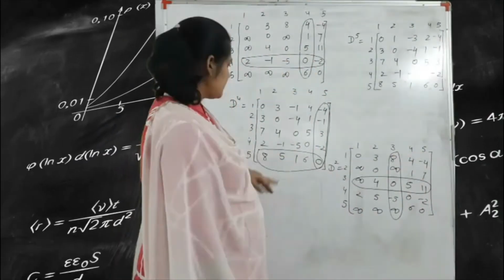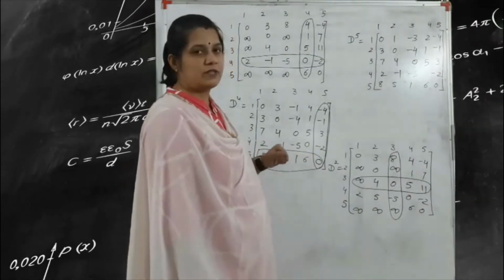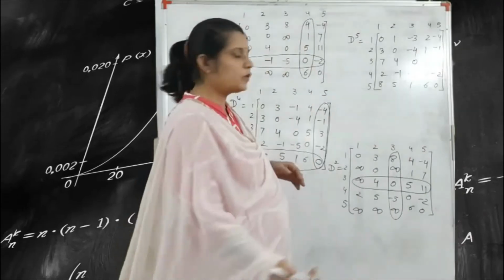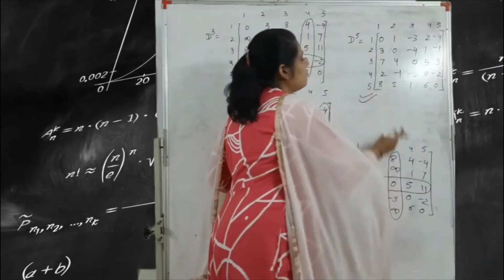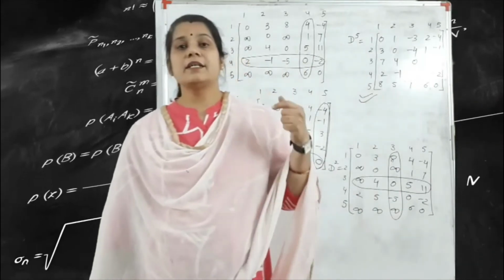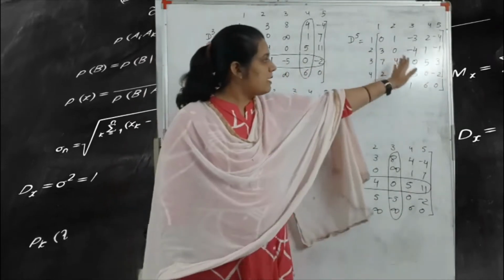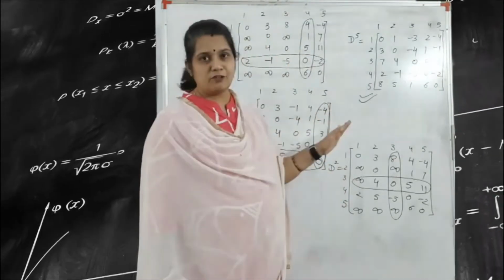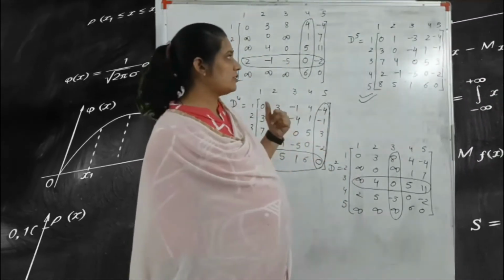Okay, next one is 0. So 6 minus 2, that means 4. So obviously 0 is the lesser value. Okay, so this is your final matrix with the help of the weighted graph. According to this matrix, you draw the graph.